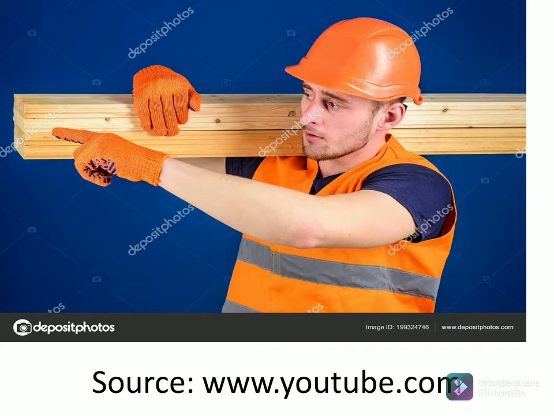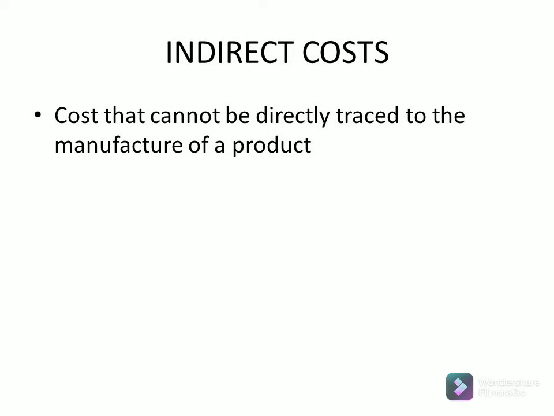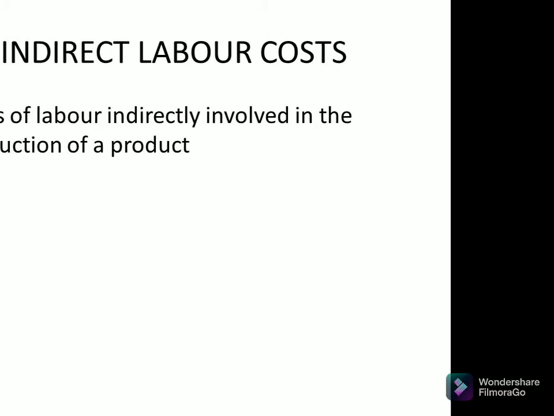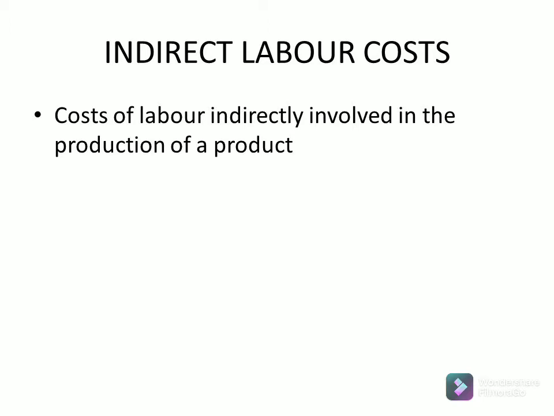to make that furniture. On the other hand, indirect costs are those costs that cannot be directly traced to the manufacture of a product. It is categorized as factory overhead cost. Indirect material costs are those costs that cannot be directly traced. Example, small inexpensive items like glue, nails, and masking tape. Indirect labor costs are the costs of labor indirectly involved in the production of a product. For instance, we have factory supervisors, factory security, or factory office staff.